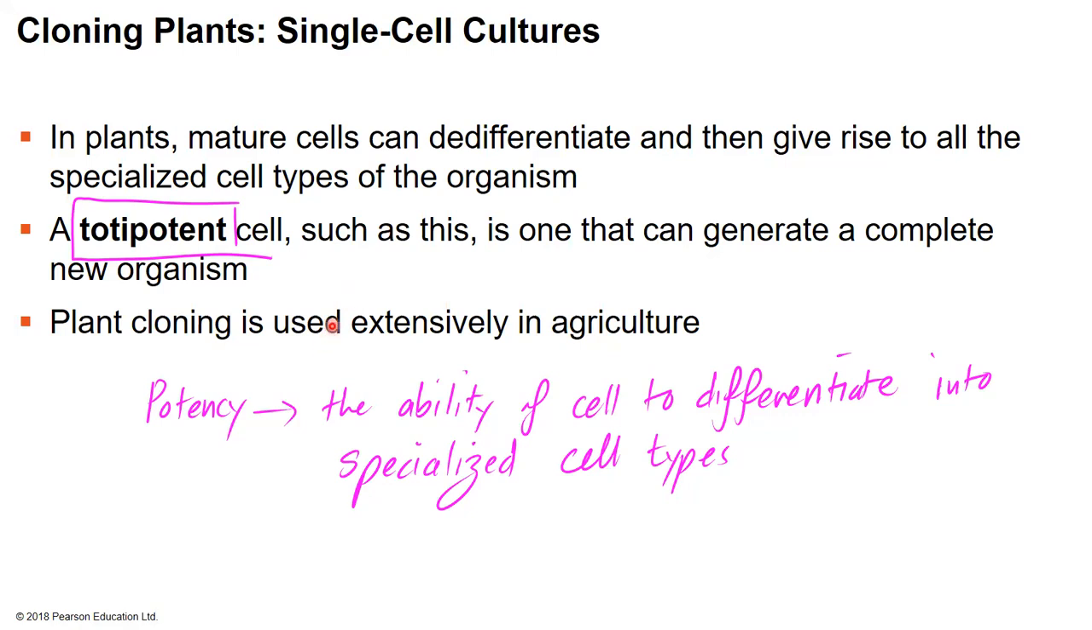So many mature plant cells can actually become totipotent to give rise to a new whole organism. Plant cloning is used extensively in agriculture, زراعة. So for many types of plants, cloning is the only way to reproduce them. Okay. This is in plants.